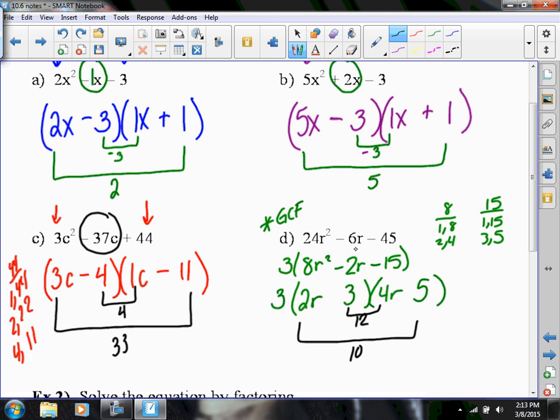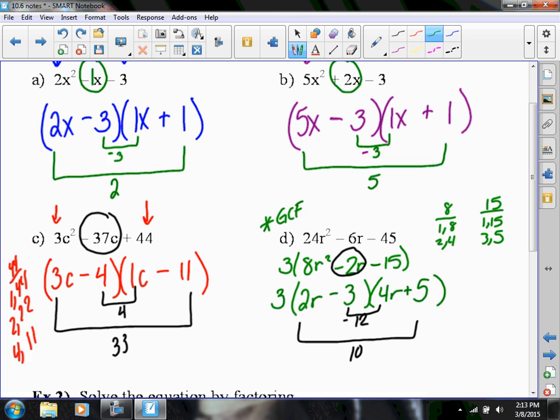Now I need them to add up to the negative 2 here. Not the negative 6 from the original problem, because I took out the 3. Okay. And so in order to get 12 and 10 to add up to a negative 2, the 12 has to be negative. So that means I need the 3 to be negative, and then the 10 and the 5 have to be positive. There we go. There's my correct factorization.